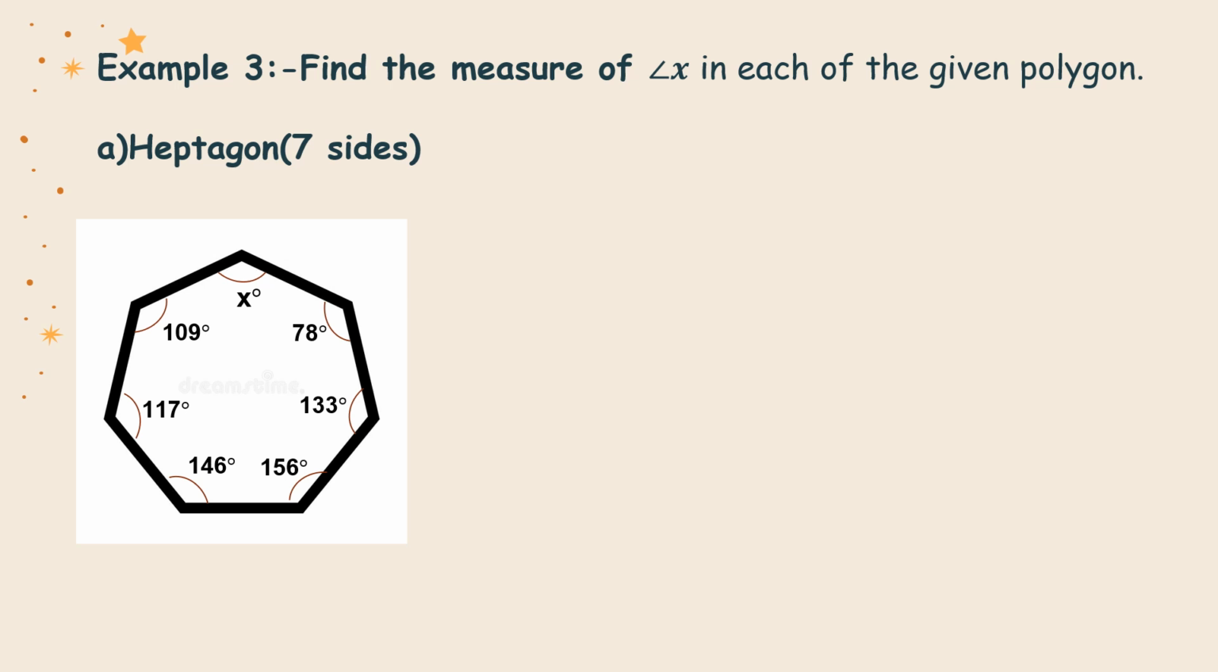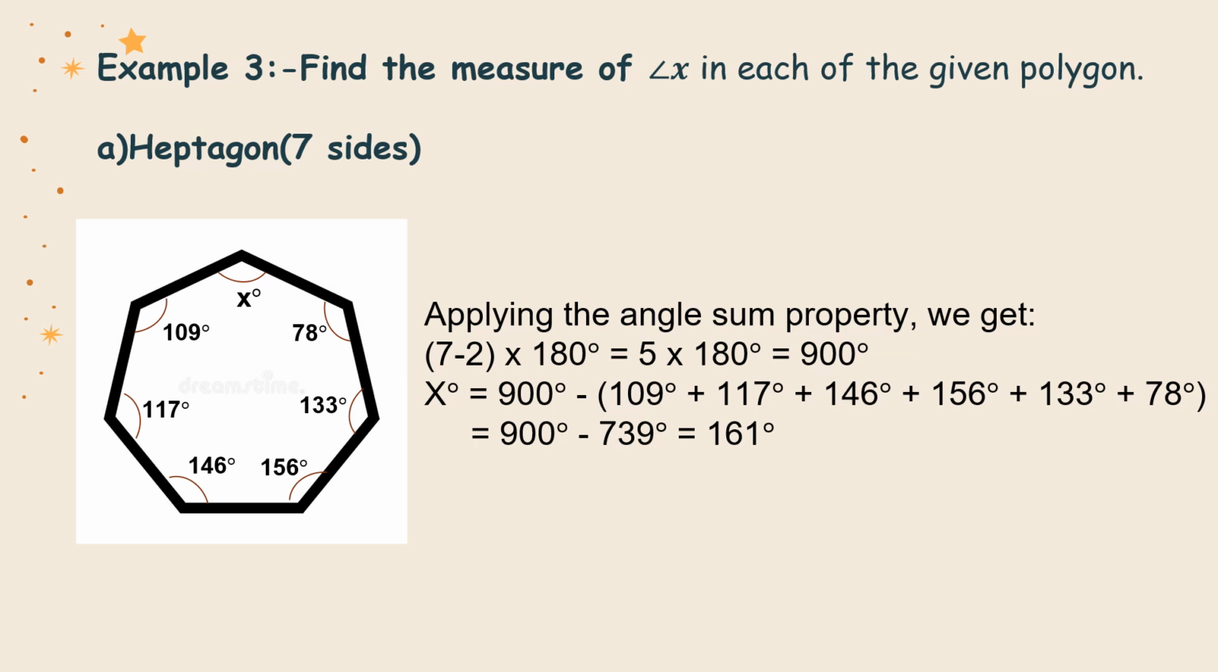Yes, using the angle sum property of the polygons we can find this. So this is the solution. Applying the angle sum property, we use the same formula, n minus 2 into 180. So what is your n here? 7. 7 minus 2 into 180 is equal to, what is 7 minus 2? 5. So 5 into 180 is 900.